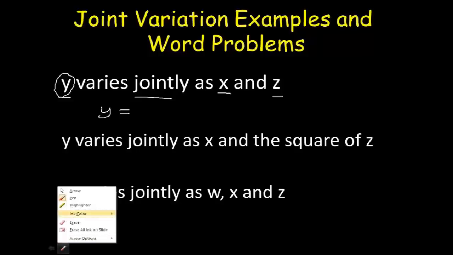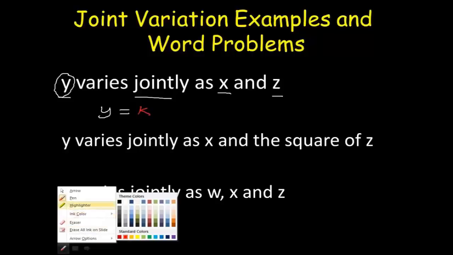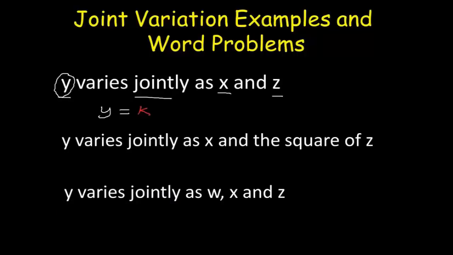So we are going to put the constant of proportionality or constant of variation, so this will be equal to k, and then as x and z, so y is equal to k multiplied by x and z. So the first variable, which varies as the two variables, is written on the left side, and the two variables that it varies with are written on the right side.